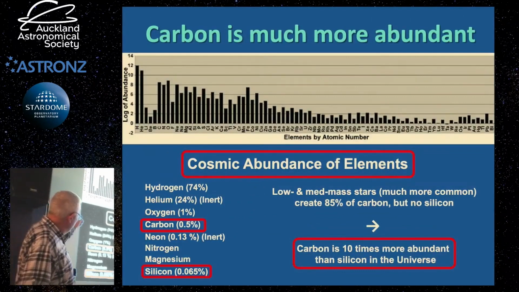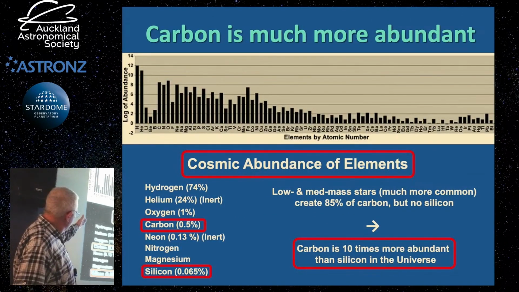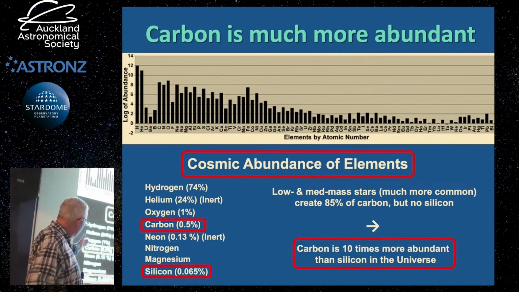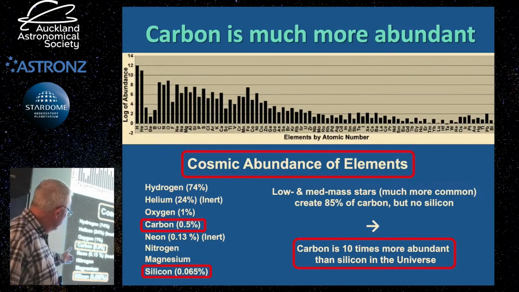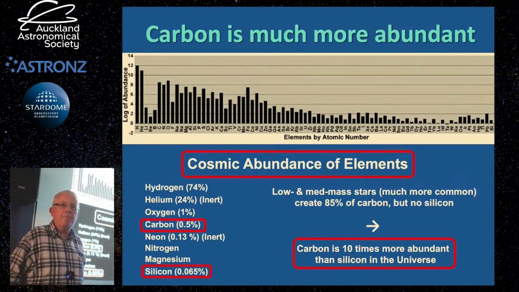So here is your top 8 elements in the universe and the galaxy and so on. And you'll see I've highlighted carbon and silicon. And you'll see here carbon is 10 times more abundant than silicon in the universe.